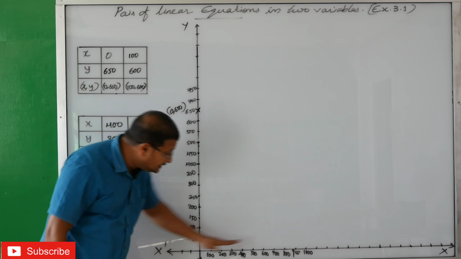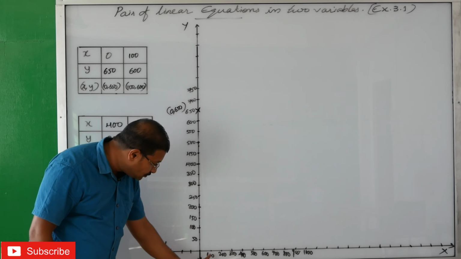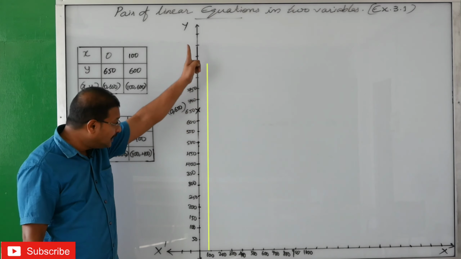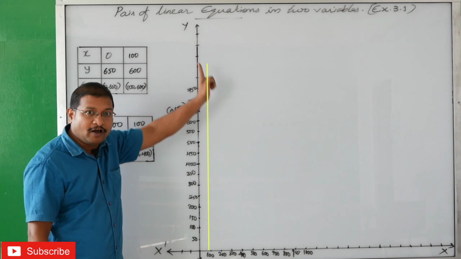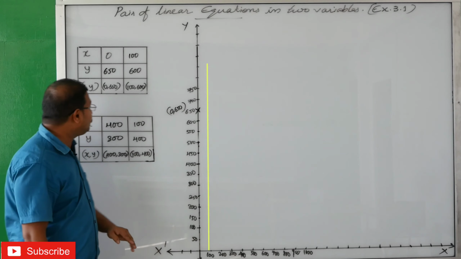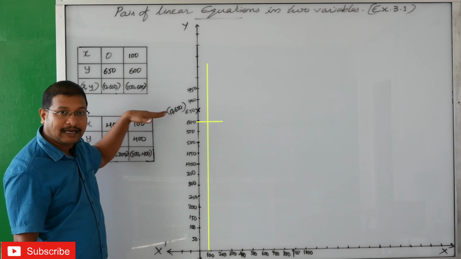X equals 100 means this one. See, 100, 200, 300. So this is 100. Here there will be one vertical line. You can see in the graph there will be a vertical line. This belongs to x equals 100. Ready? See that x equals 100. After that, y equals how much? 600. See, this way you can see one line, isn't it?